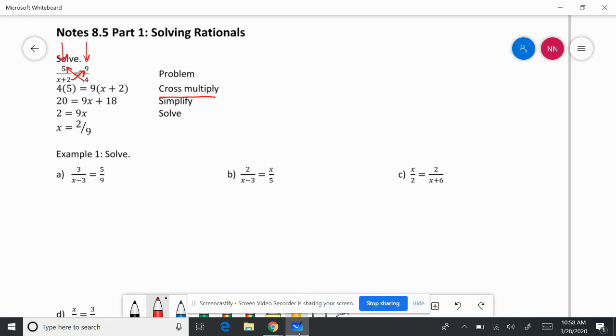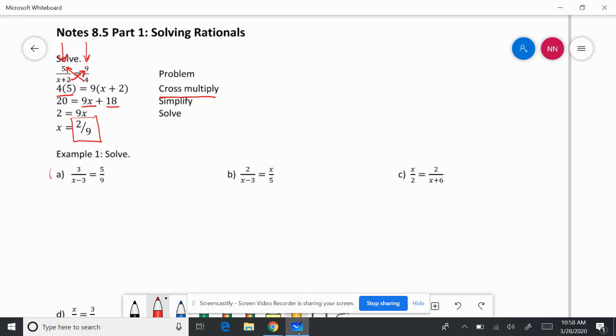So 4 times 5 is 20. 9 times x plus 2 is 9x plus 18. Then we subtract the 18 to get 2. We divide by 9 to get 2 ninths.